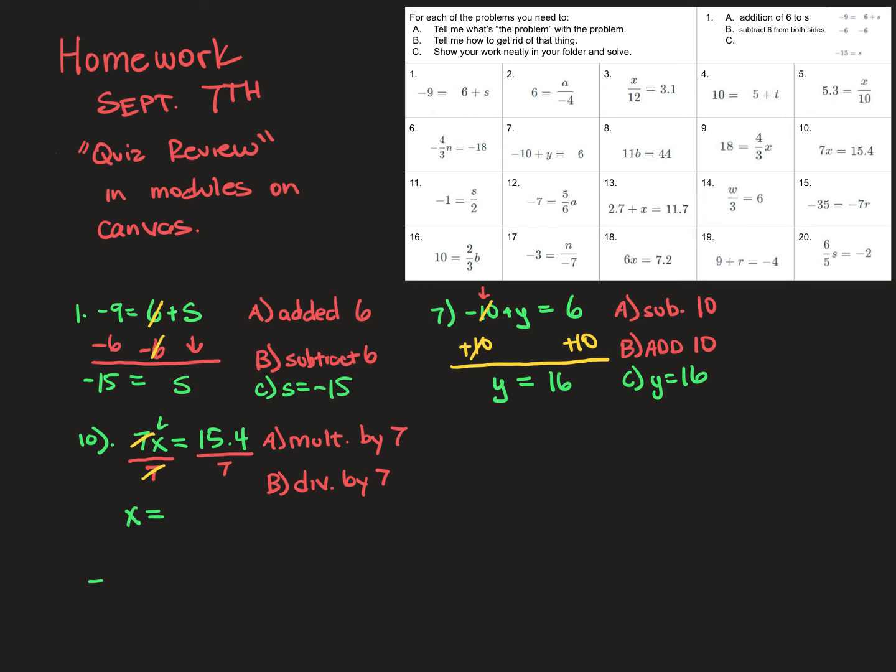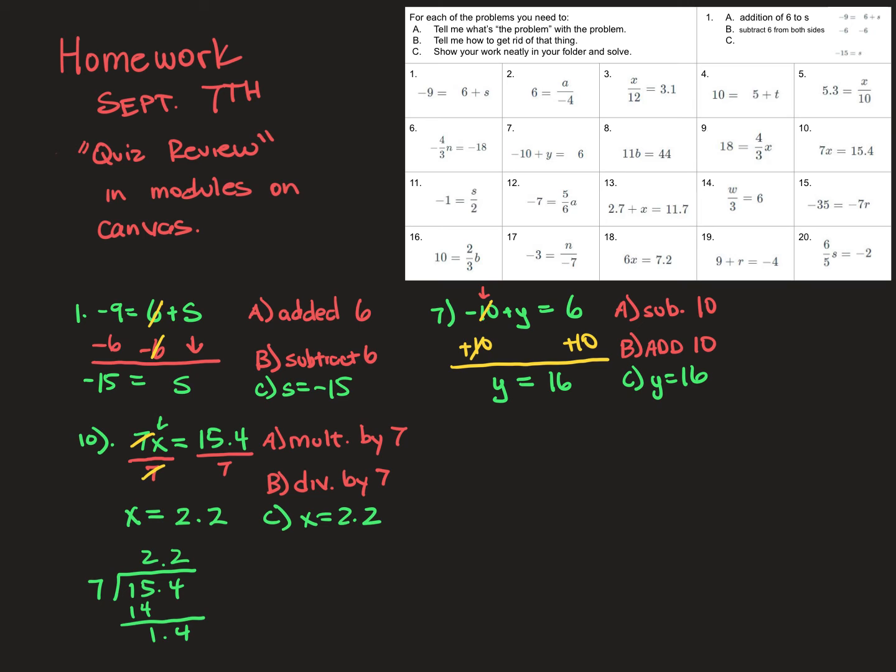So I've got 15.4 divided by 7. 7 goes into 15 twice. That's 14. Remainder 1. Bring down the 0.4. 7 goes into 14 2 times. And I've got 2.2. Or you could do it on your calculator. x equals 2.2.